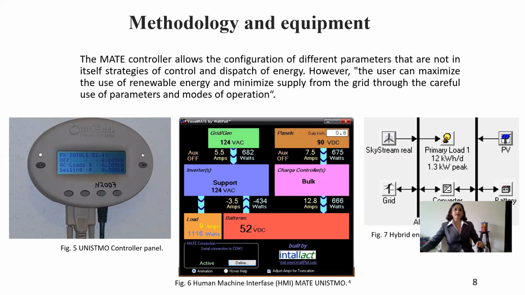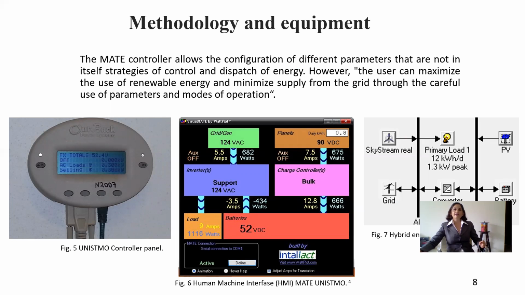In figure 6 is the real system human-machine interface, where we can see the grid, the inverters, the loads, and on the left side, and on the right side, the panels, charge controller, and batteries. Figure 7 shows the same HRES simulation system, where the AC and DC buses are connected by the converter and the inputs and outputs of the system.